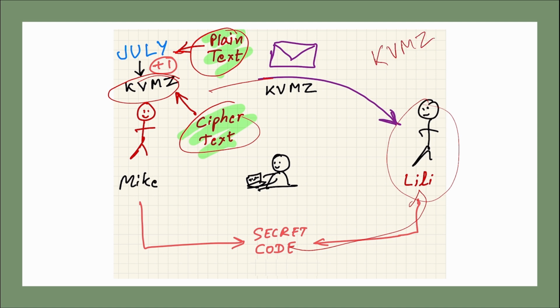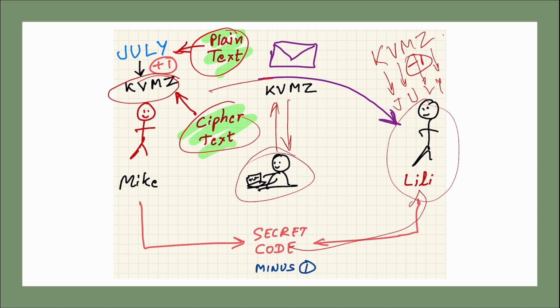So let's say the message received is KVMZ, so she will reduce 1 from each character. So K will become J, V becomes U, M becomes L, and Z becomes Y. So she receives the message. Now what if this hacker here gets hold of this message? Even if he gets hold of this message, he will not be able to read it because he does not know the secret key, because the secret key is only known to Mike and Lily. So this is how the communication is protected by using encryption.